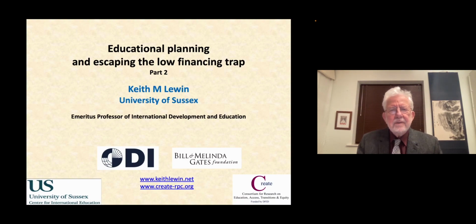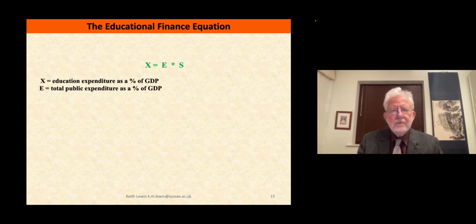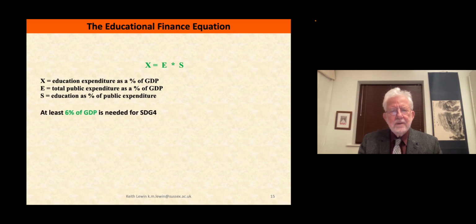Welcome back. This is part 2 of my lecture on educational planning and escaping the low financing trap. Let me start by refreshing your memory of where we had reached. We had discussed this simple equation, x equals E times S, where x is education expenditure as a proportion of GDP, E is total government expenditure as a proportion of GDP, and S is the proportion of the government budget which is allocated to education. At least 6% of GDP is needed for SDG 4, I've said.